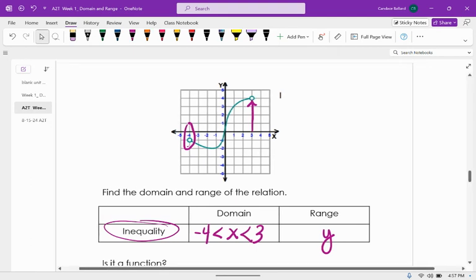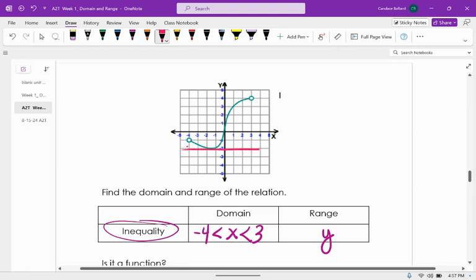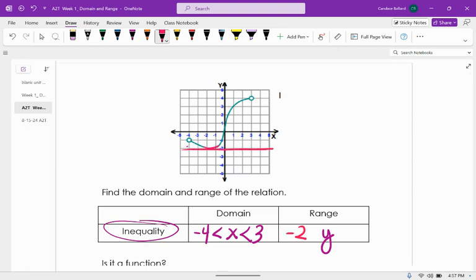All right, let's take a look at range. For my bottom value, which looks like it's -2, notice that's on a solid curve, so it's less than or equal to. We're going to go all the way to the top here. That's going to be a 4. It's an open dot at the highest point, so I'm going to use a less than.